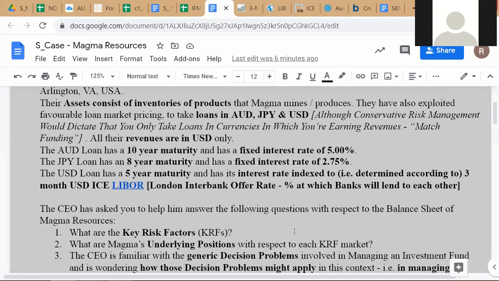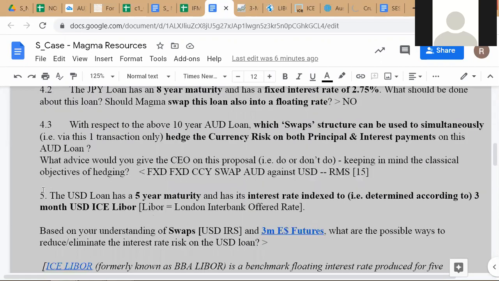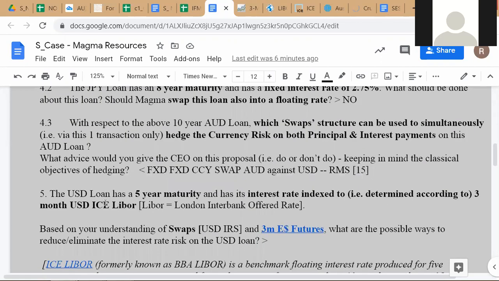3-month US dollar LIBOR. We can have this here. We'll put this here as a chart. Or maybe we can put it here. Let's take this and put this chart. It's a very important chart actually.